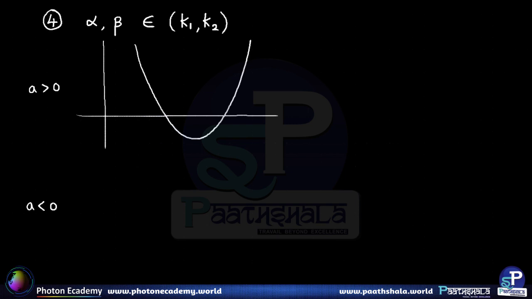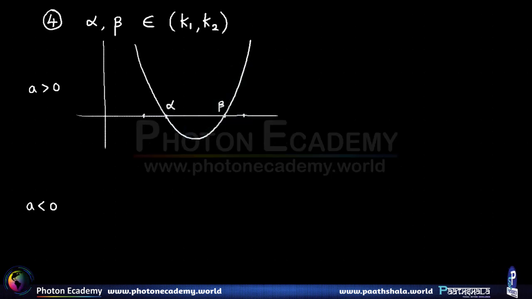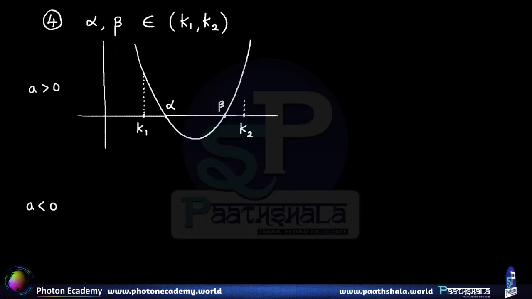Now here we have the two roots alpha and beta. Now when alpha and beta are contained within an interval k1 and k2, so k1 must be to the left of alpha and k2 must be to the right of beta, so showing their respective values of the functions.